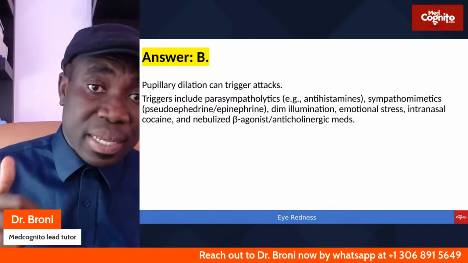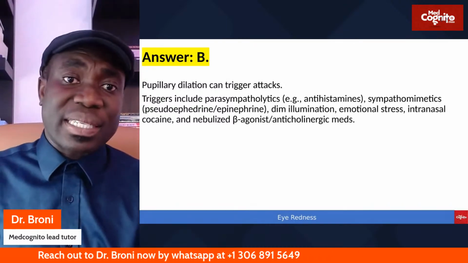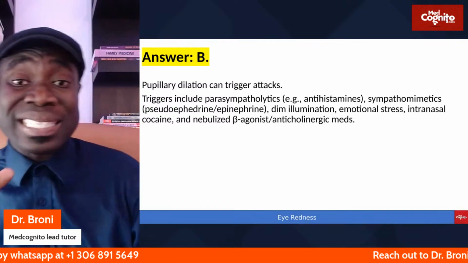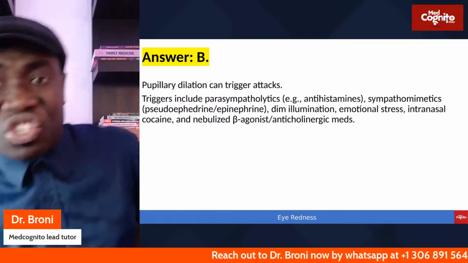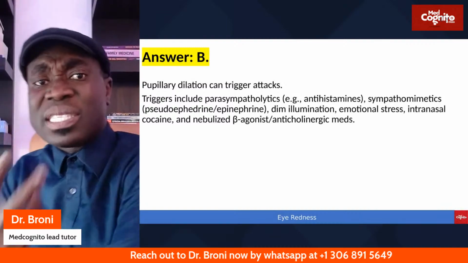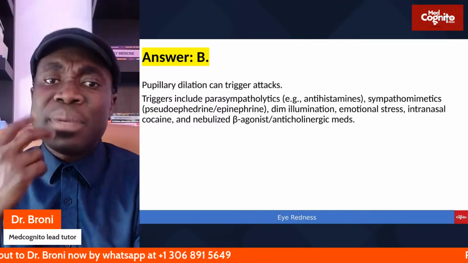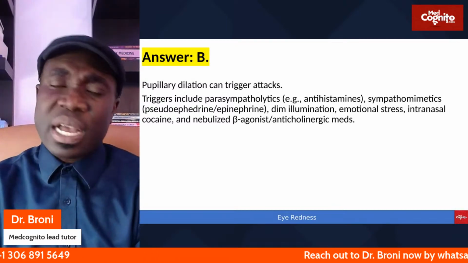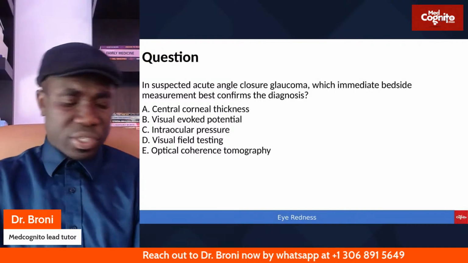Over-the-counter antihistamine, that's a parasympatholytic agent. Sympathomimetics like pseudoephedrine and epinephrine. As well, if the patient is in a dim, dark place, if the patient is angry or under emotional stress, if the patient also uses intranasal cocaine and nebulized beta agonists, these are all triggers of acute angle closure glaucoma. Next question.